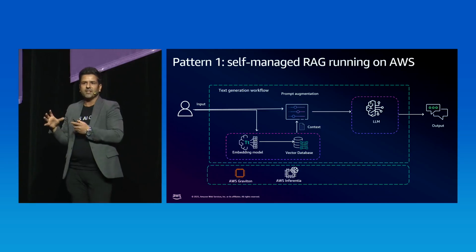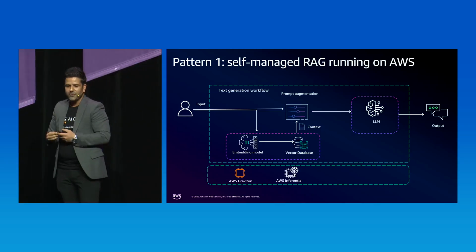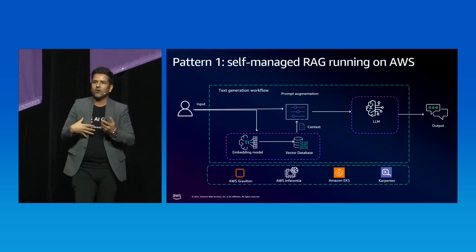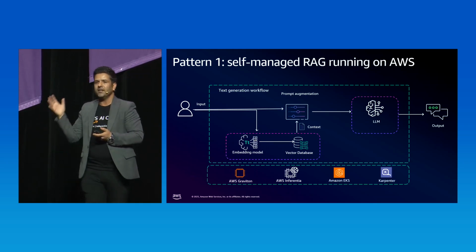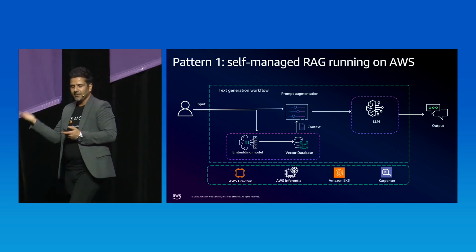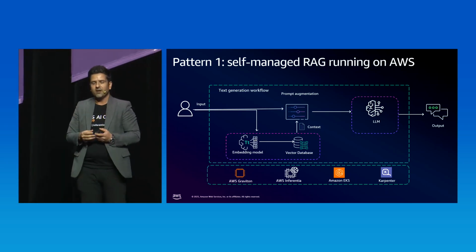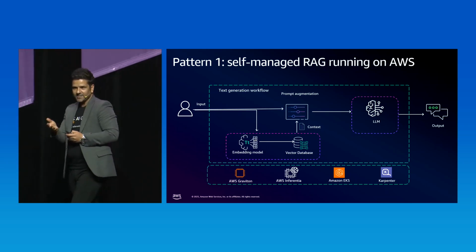These are the options that can be used to run the whole RAG system, whether through EC2 instances, or if you are trying to run it through containers, then you can leverage EKS and Karpenter to run the whole RAG system in a self-managed way. So that's the first pattern.